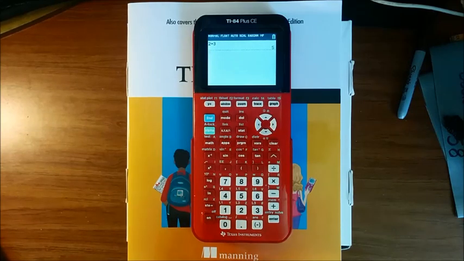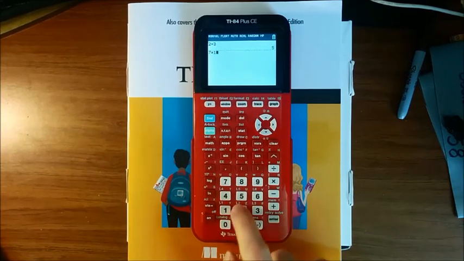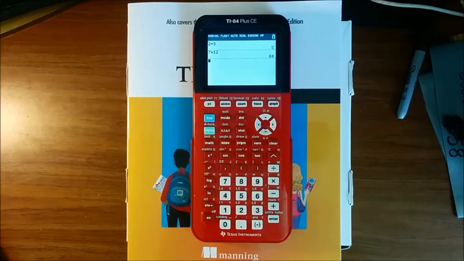Similarly, you could do multiplication. For example, 7 times 12, enter, yields the answer 84. Your calculator also has division, subtraction, exponentiation, and other operations.